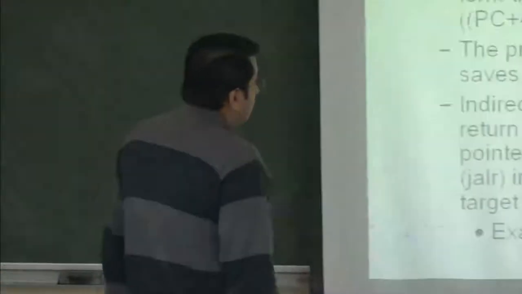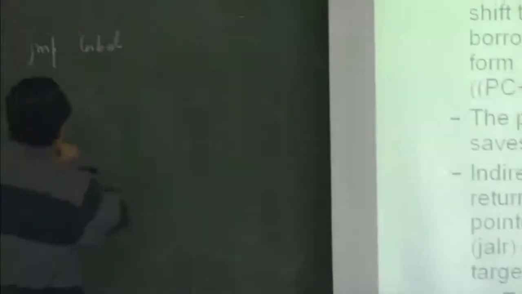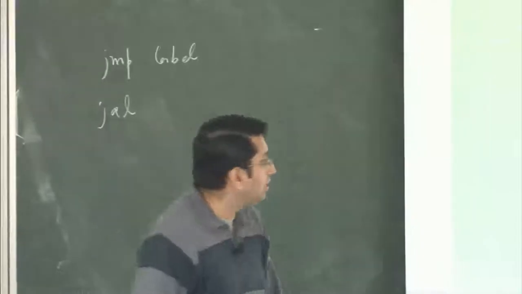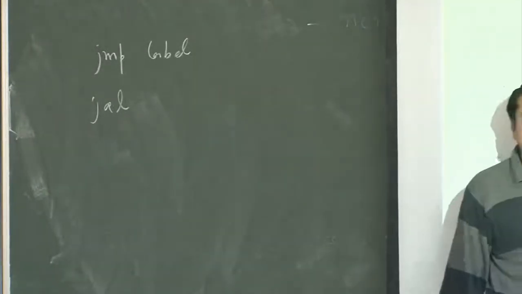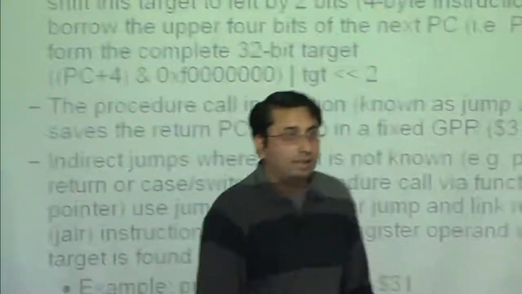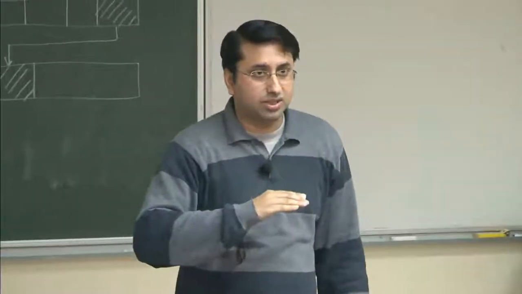So the procedure call instruction known as jump and link in MIPS, so this is JAL. That's the mnemonic used for procedure call, jump and link. It saves a return PC, which is PC plus 8. We'll talk about this. Why is it PC plus 8 and not PC plus 4? Return address. When you make a procedure call, you should return to the next instruction, right, and start executing.